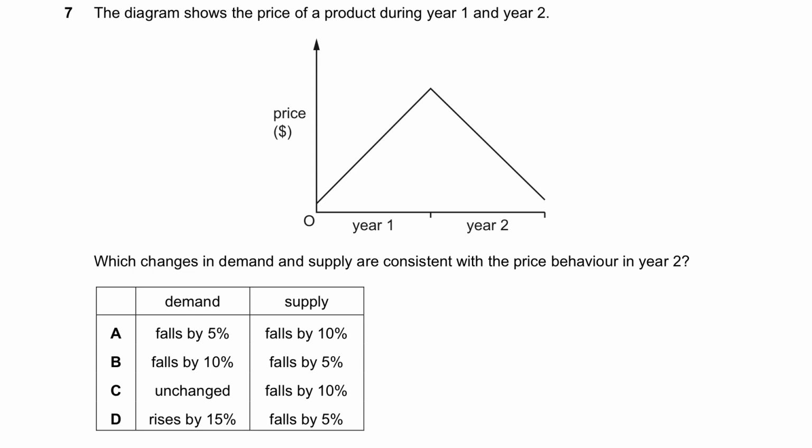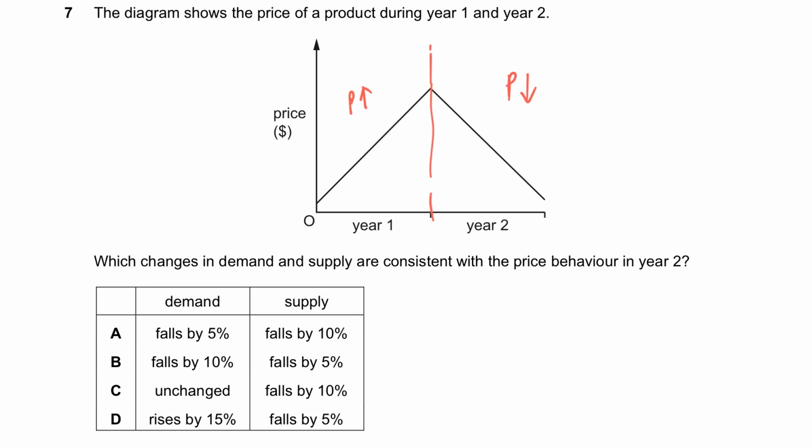In this question number 7, the diagram shows the price of a product during the first and the second year, year 1 and year 2, and they're asking which changes in demand and supply are consistent with the price behavior in year 2. So if you look at the question, in the second year, the price is going down, while in the first year, the price is going up. See, if you look at this, the price is going up and in the second year the price is going down. So we need to choose an answer from here where ultimately my price should fall.